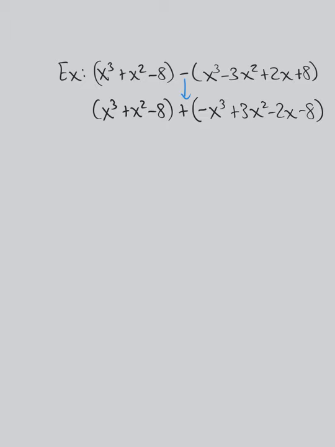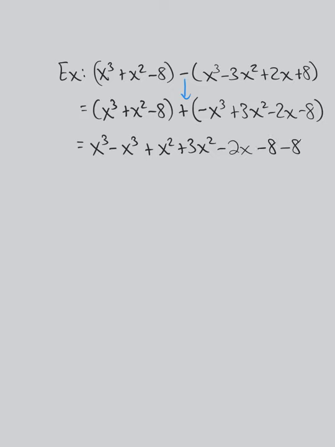Okay, so now this is just an addition problem. So once I'm just adding, I can group together my like terms. And so I have x to the third minus x to the third. And then I have plus x squared. And over on the right, I have plus 3x squared. This first polynomial doesn't have an x term in it, but the second one does. And so I'd write minus 2x, and then I have minus 8 and minus 8.